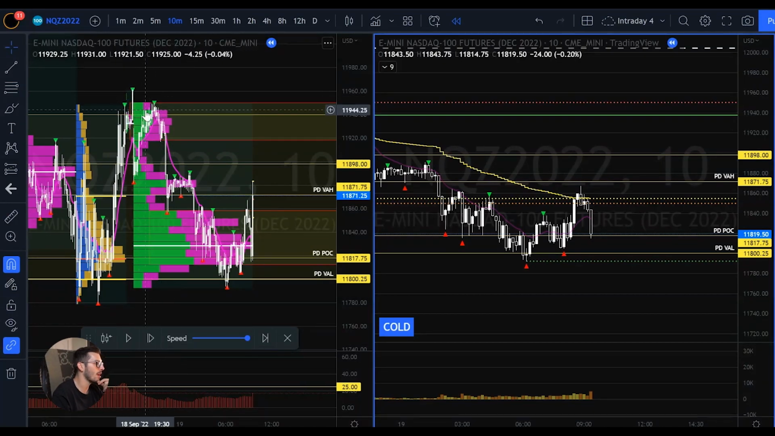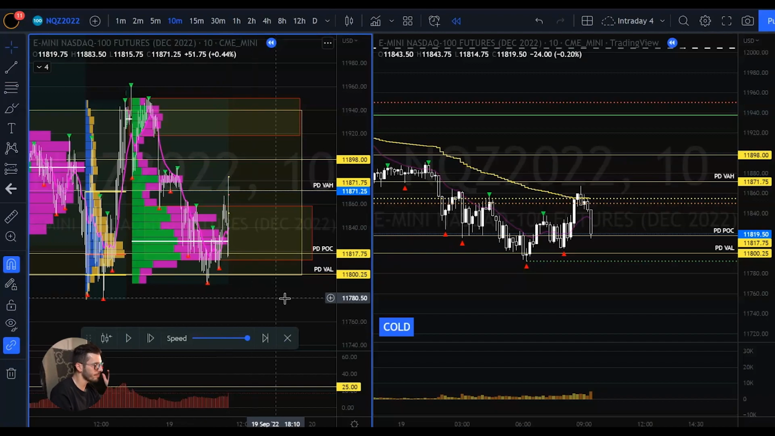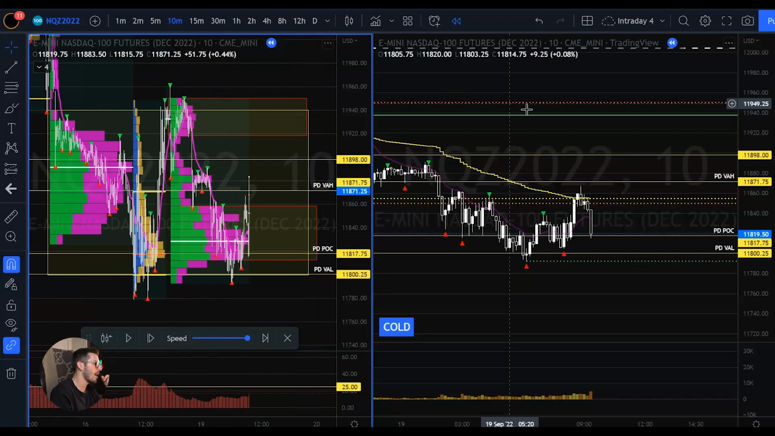So you can see we have a cluster of those nodes here to the upside, or on the top here, top of this little range. And then on the bottom, we have a much bigger collection of nodes going out, could potentially be acting as support. So what I'm always looking for is nice high volume areas from the overnight session. And I'm also marking up the prior day value areas.